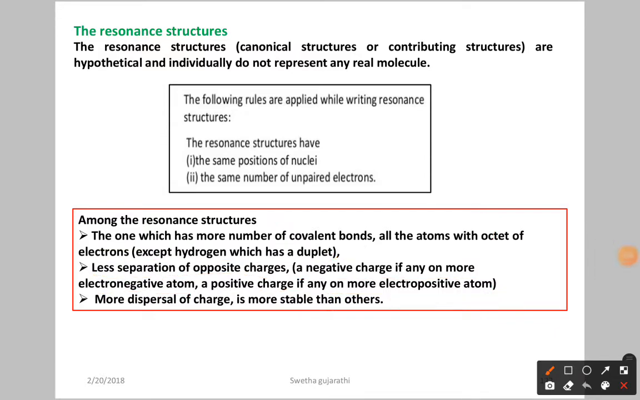Next, more dispersal of charge is more stable than others, which means separation should be there. Okay, what is that? I will go for the example. Let me go for the example now.